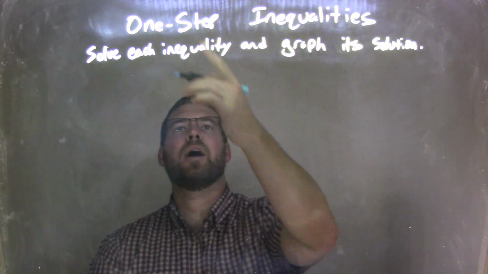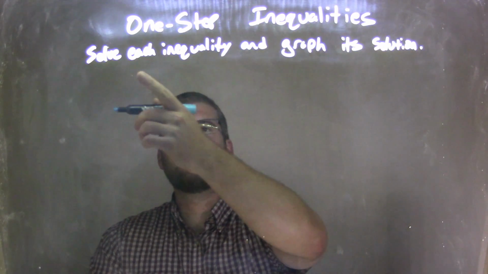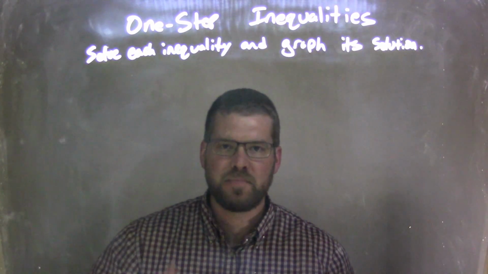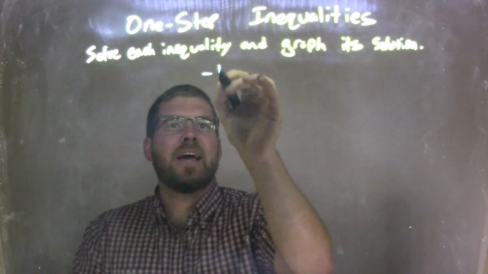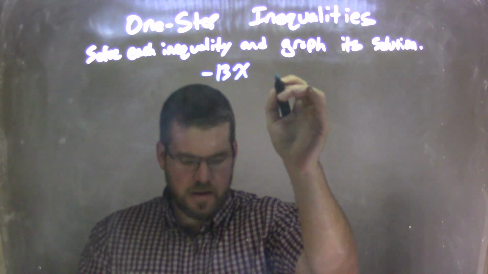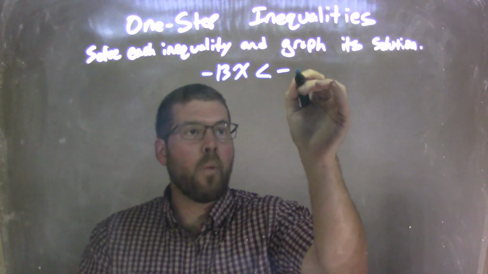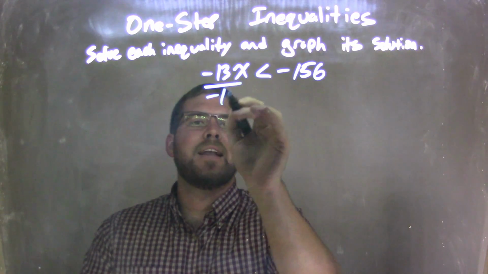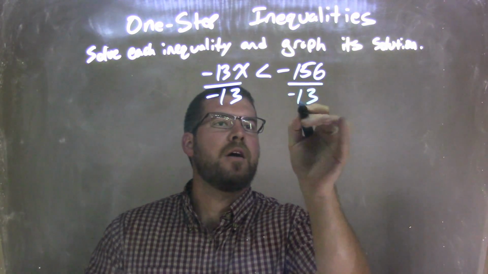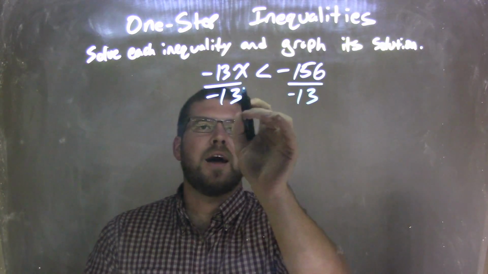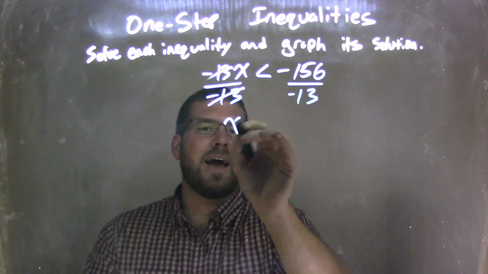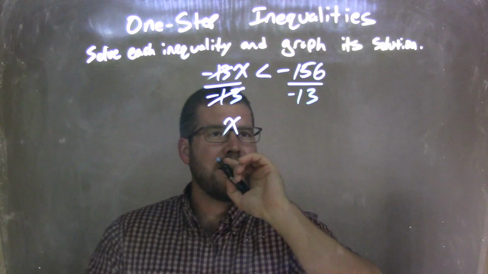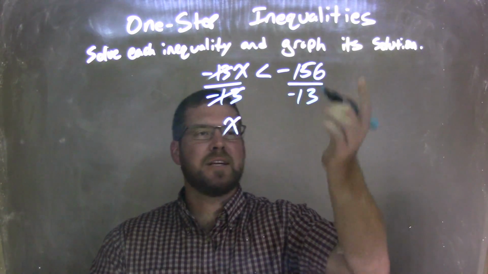And today we're going to learn about one-step inequalities, and we're going to solve each inequality and graph its solution. So if I was given this inequality, negative 13x is less than negative 156, well, my first step is I need to divide by negative 13. By dividing by negative 13, I eliminate the negative 13 on the left, giving me x by itself. And on the right, well, I need to figure out how many times 13 goes into 156.